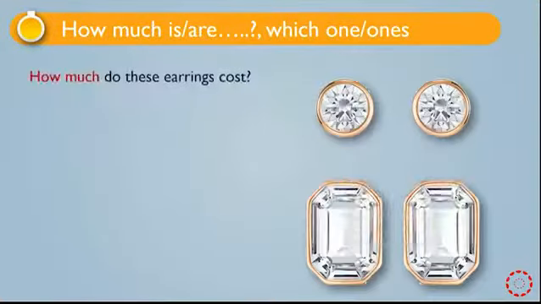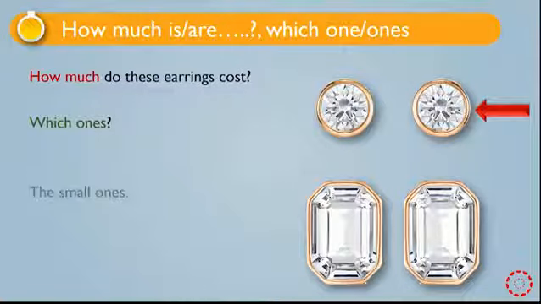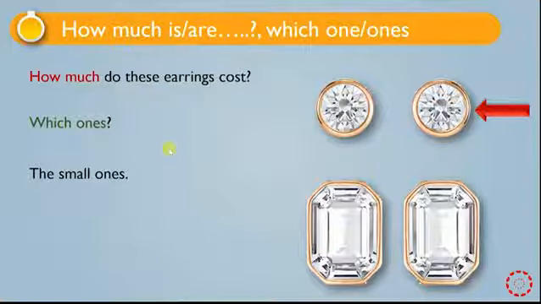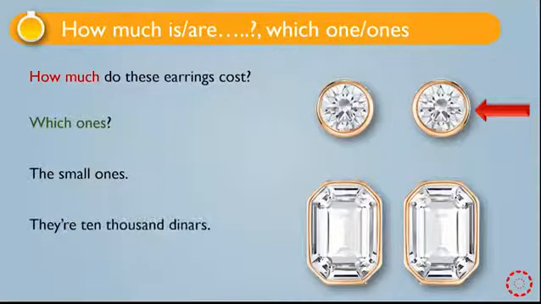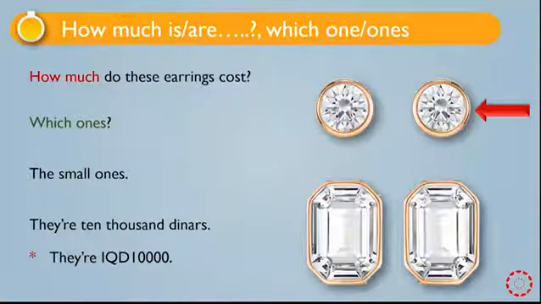Another example. How much do these earrings cost? Which ones? The small ones. We say ones, not one, because we have a pair of earrings. It's not one. They are 10,000 dinars.